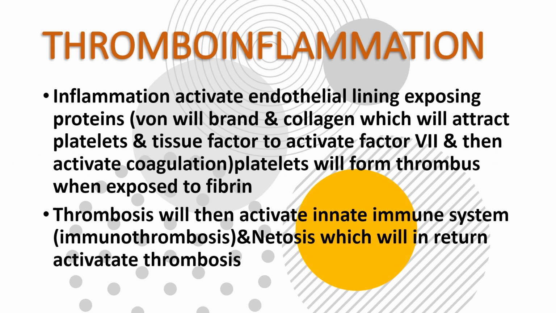So we can expect easily that inflammation will activate the endothelial lining and expose proteins like von Willebrand factor and collagen, which will attract platelets and tissue factor, and then this will activate factor 7 and coagulation. Platelets will form a thrombus when exposed to fibrin, and this thrombosis, on the other hand, will then activate the innate immune system by the process known as immunothrombosis and NETosis, which will in turn activate thrombosis, and so we will get a vicious circle between thrombosis and inflammation.